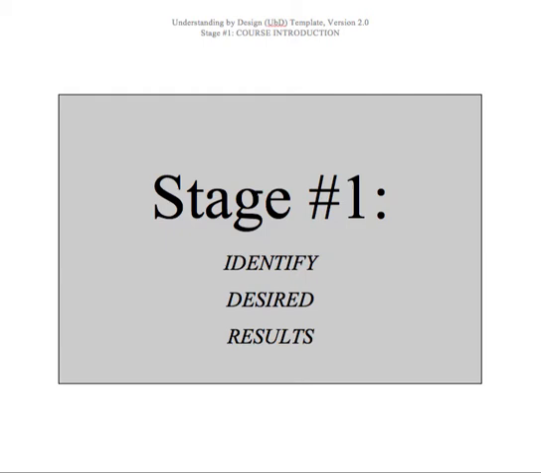Stage number 1 of the Understanding by Design method focuses on identifying the desired results. This is really where the backwards design idea gets its name, because here in stage 1, the very first thing we will establish is the end result of the entire unit.